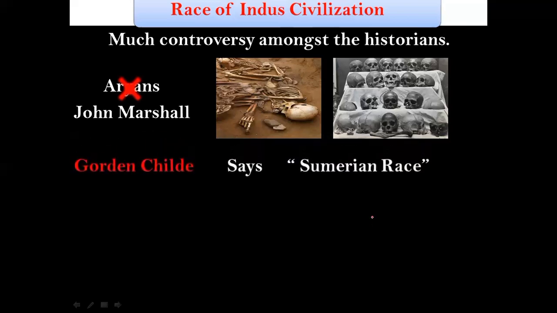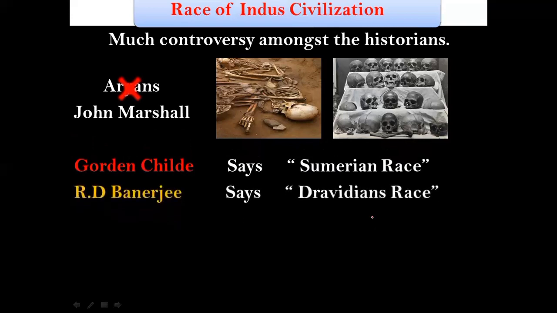There is also another historian, Gordon Childe, who says that the Indus Valley people were actually a Sumerian race. However, he also fails to give convincing and substantial proof in support of this view. Later on, we have an Indian archaeologist called R.D. Banerjee, who says that the Indus Valley civilization was actually a Dravidian race. However, if we compare the funeral customs followed by the Dravidian race and those of the Indus Valley civilization, we find a lot of dissimilarities in the funeral customs and culture. Therefore, this view of R.D. Banerjee is also not unanimously accepted by historians.